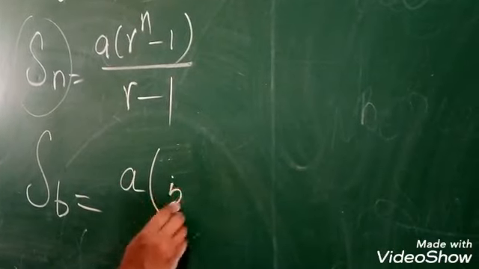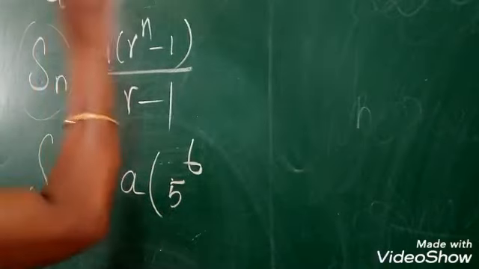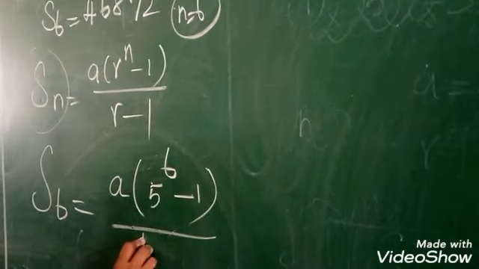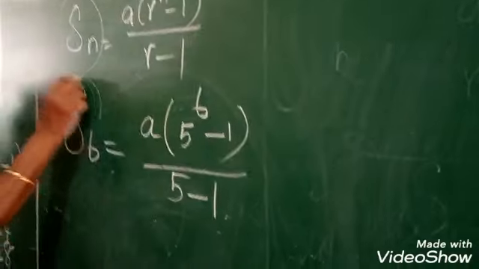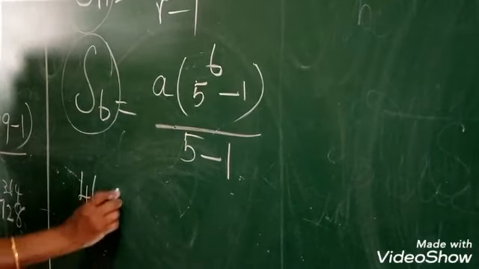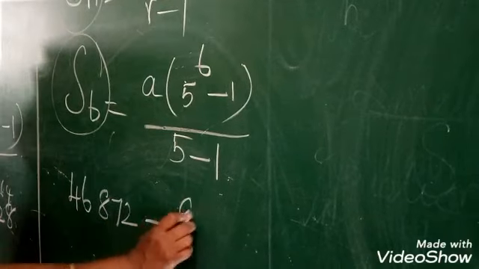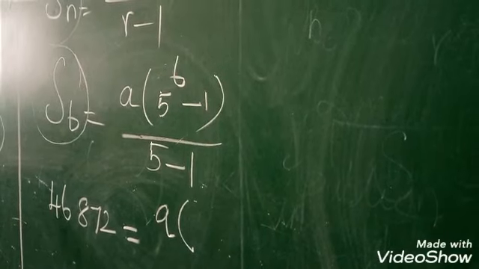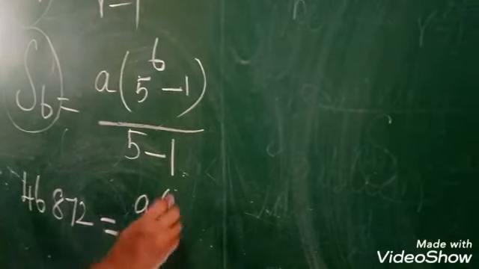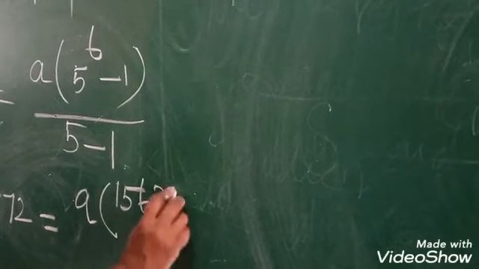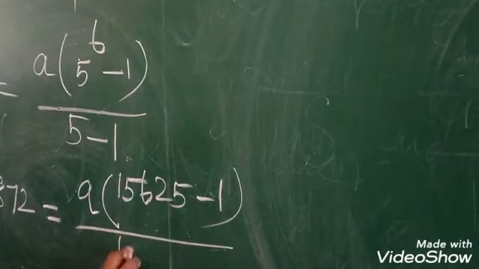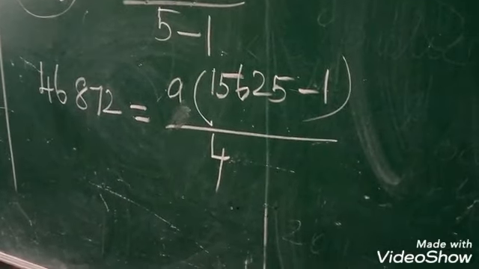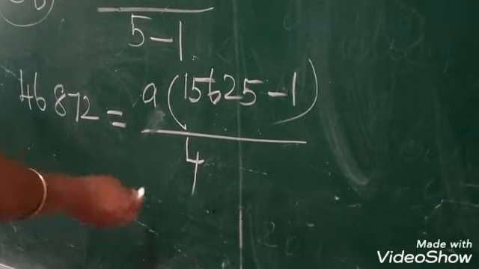Then R. R is 5. Then the power is 6, the number of terms they gave. Then minus 1 divided by, what is the value? 5 minus 1 for R. Okay, S6 value you have to substitute: 46,872. Now A is A, 5 power 6. What is the value of 5 power 6? The 5 should be repeated 6 times. So you will get 15,625 minus 1 divided by 4. So keep A as A, girls. Then only we want to find out A. Okay, now you have to simplify and find A.